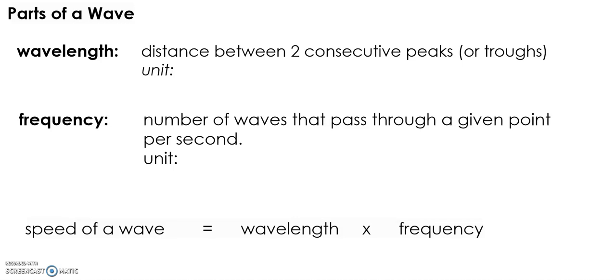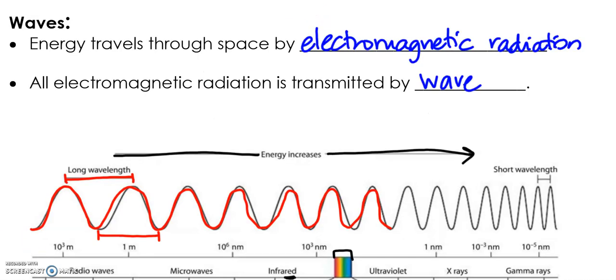So let's write these down. So, parts of a wave. Wavelength is the distance between two consecutive peaks or troughs. So that's like from here to the next one. That's the length of a wave. Make sure, remember, you're pausing to write that down. The unit is a distance, a length unit. So it could be something like meters. When we have these really big waves over here, you're going to have meters.